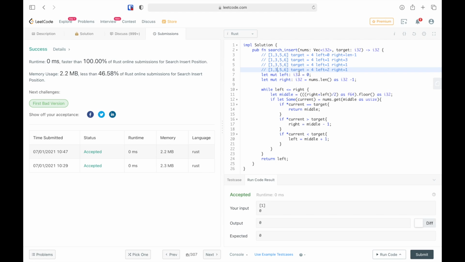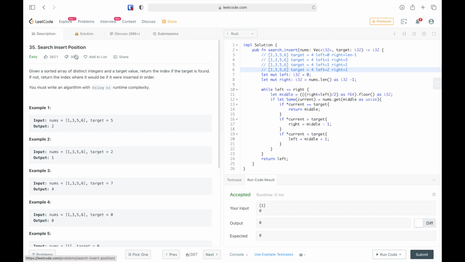So that's the overview of this question. That's how you implement binary search in Rust.